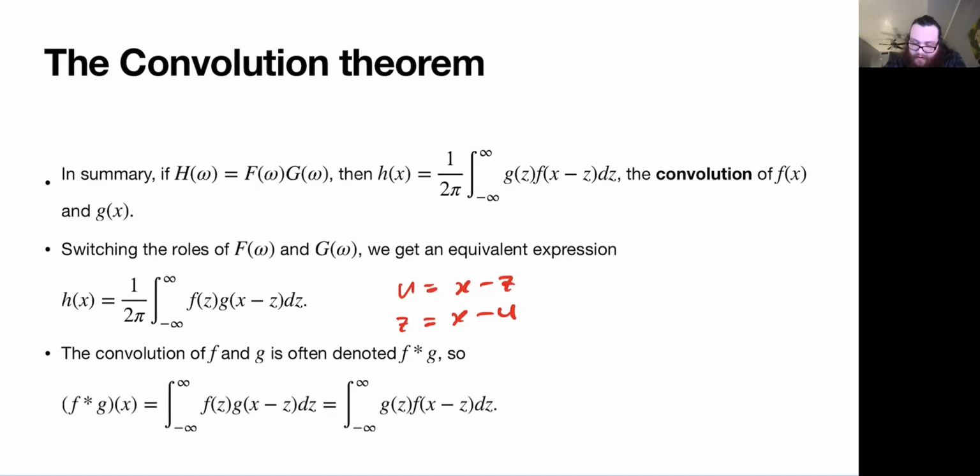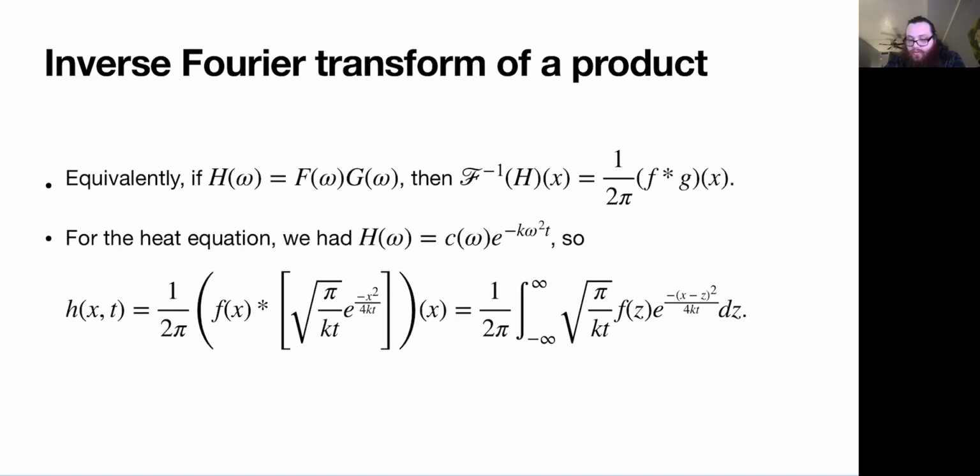Cool. Another way to write this result is, if capital H is a product of these two Fourier transforms, then the inverse Fourier transform of H is 1 over 2 pi times a convolution of the two functions.